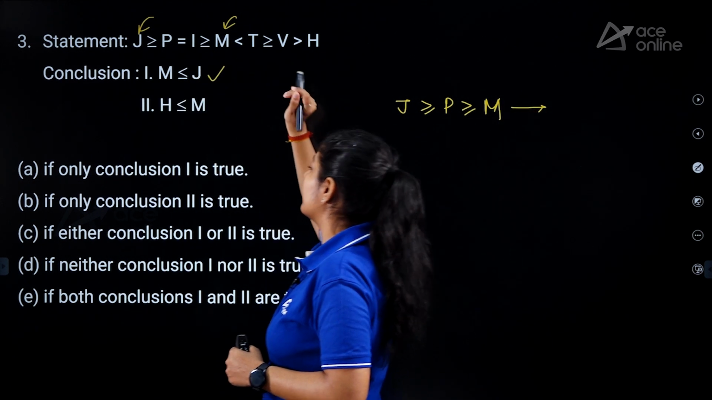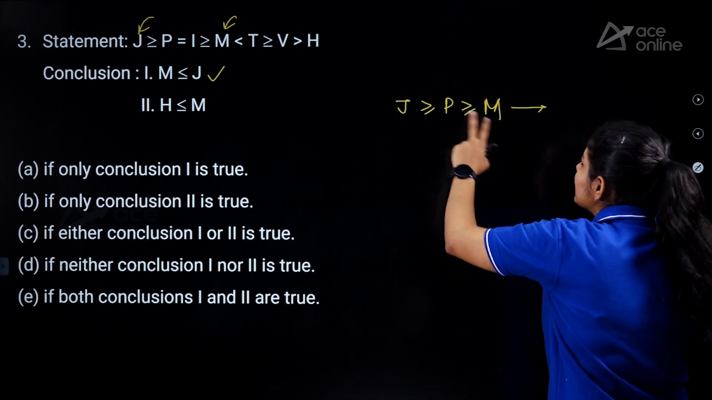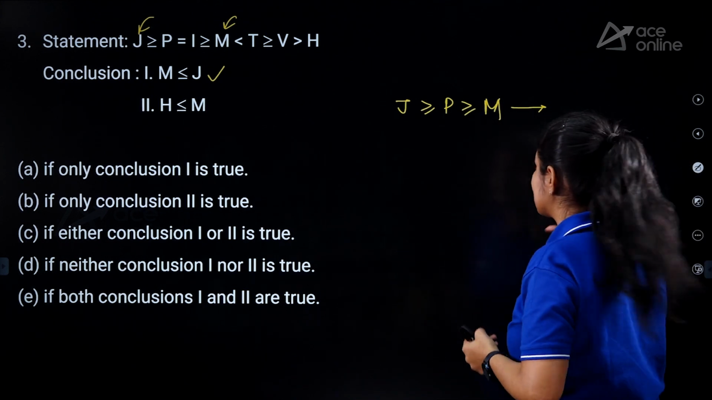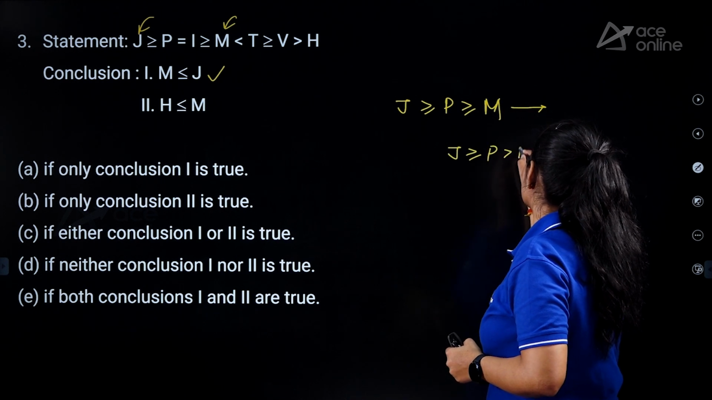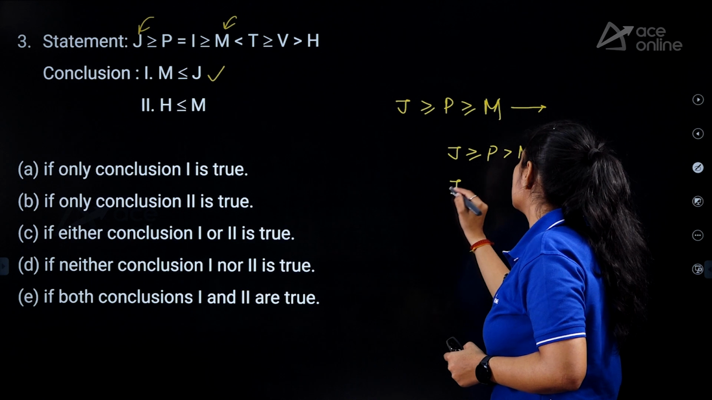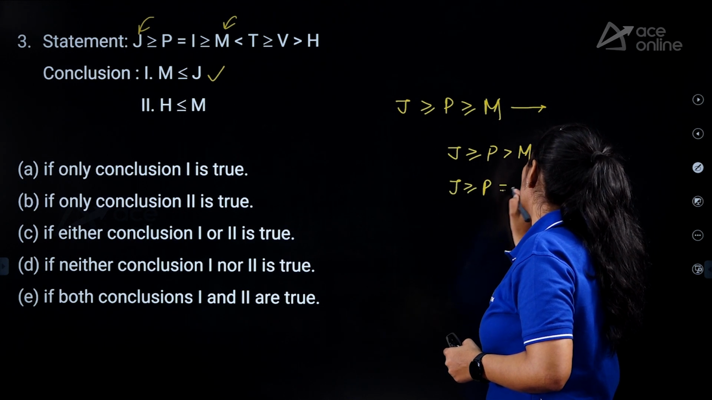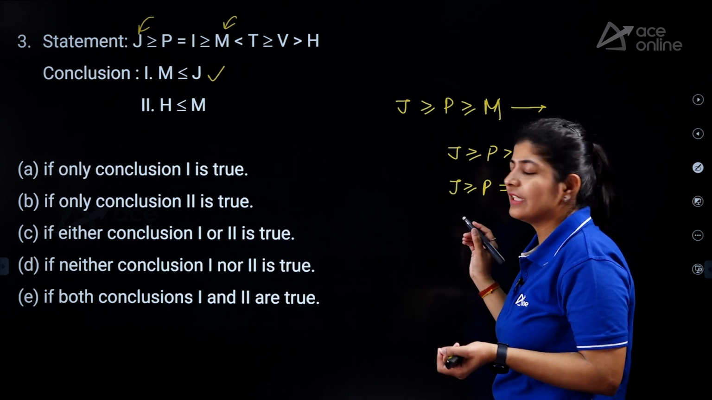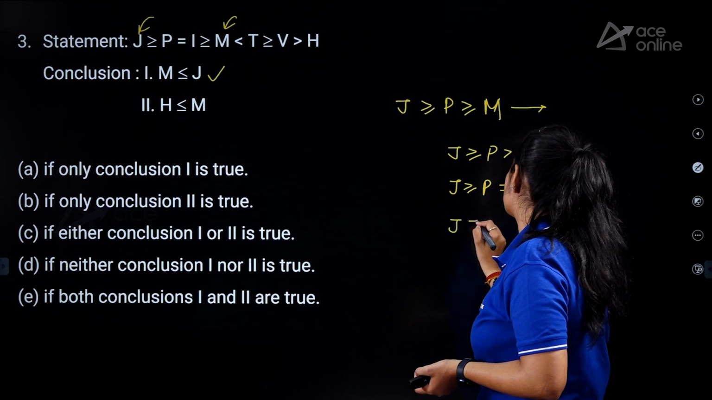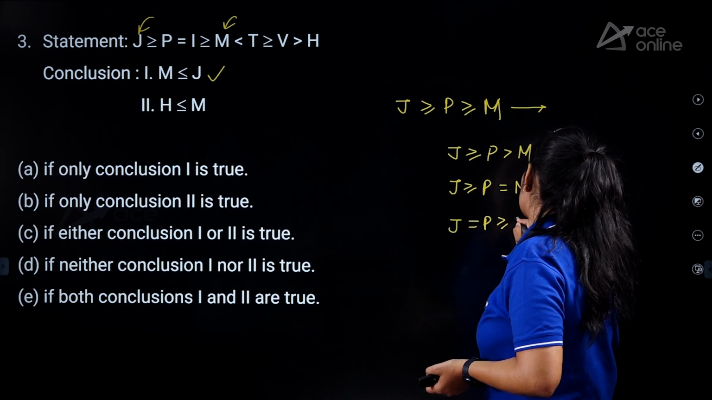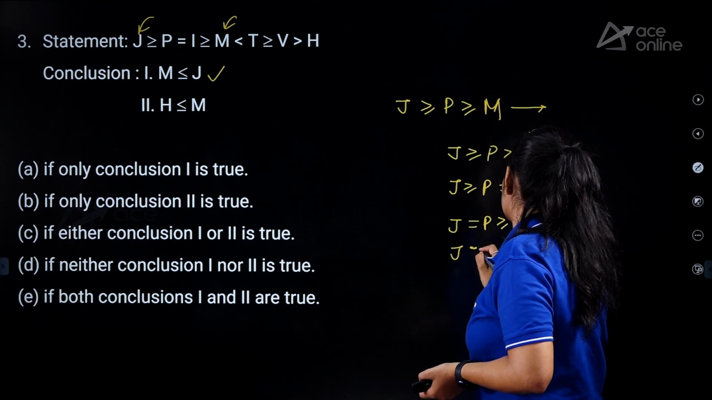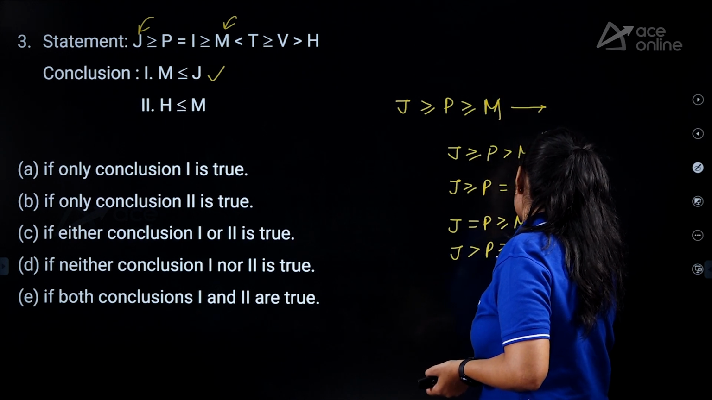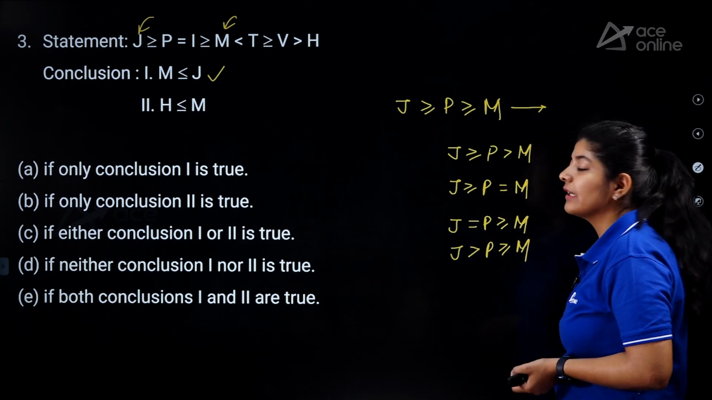this particular symbol, because from this we can make multiple cases like J is greater than equal to P and it is greater than M. J greater than equal to P and equal to M. We may have these types of cases. We may have J equal to P and greater than equal to M. J is greater than P and greater than and equal to M.